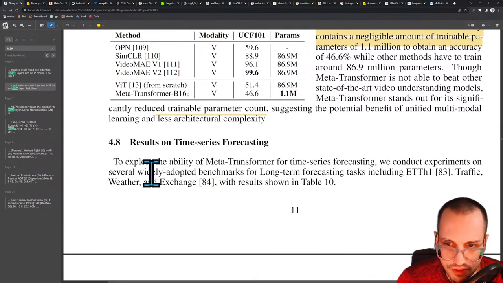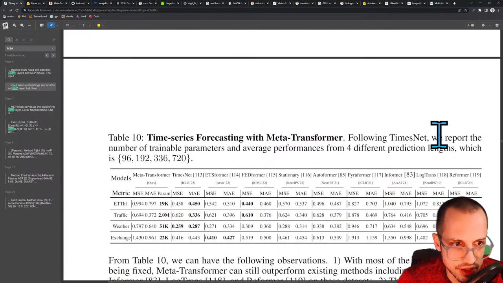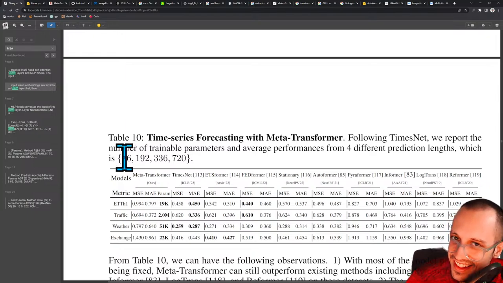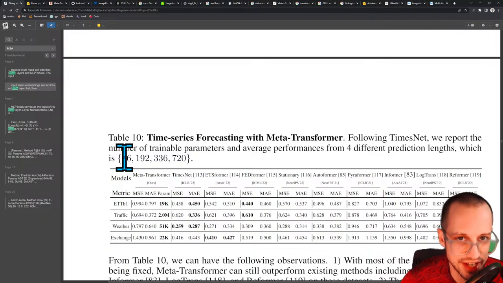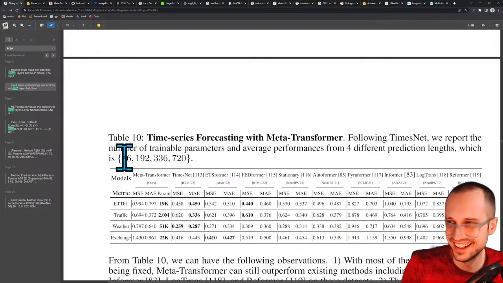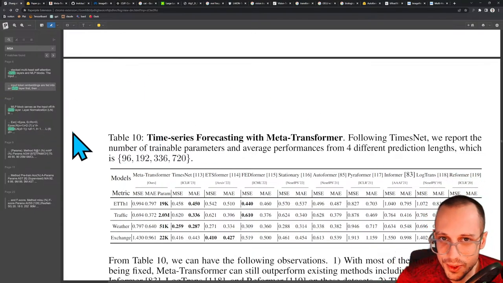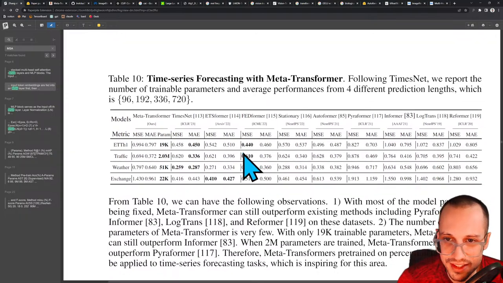We conduct experiments on several widely adopted benchmarks, weather and exchange, time series forecasting. We report. Yeah, exactly, Christopher. That's exactly what I'm saying, is that you could have a tiny little multi-layer perceptron on top of GPT-4, a multi-layer perceptron which has like 10 neurons in it, and then you can say, I'm getting GPT-4 level performance with 10 neurons. Okay, following TimesNet, we report the number of trainable parameters from four different prediction lengths.